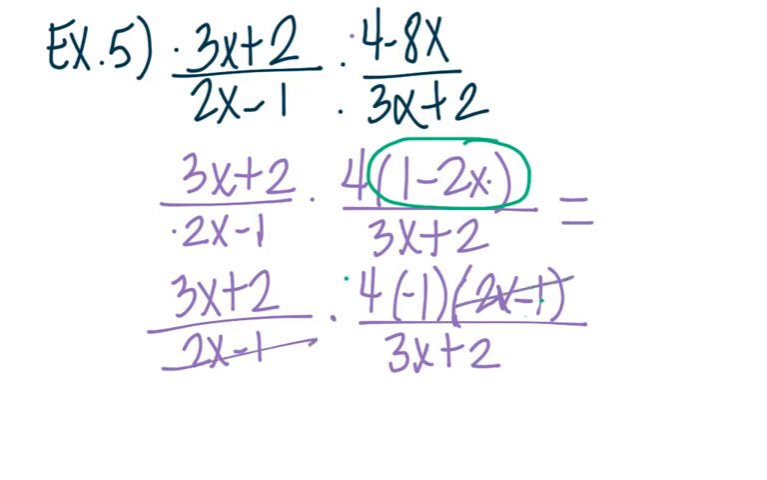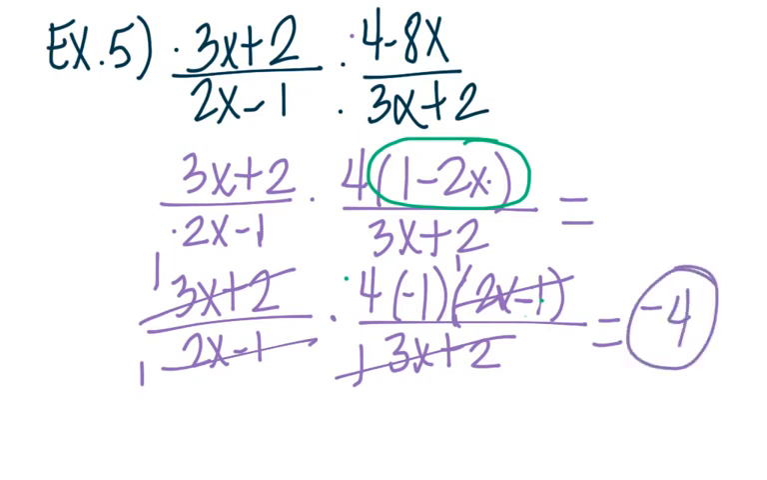And then we already talked about previously, we can cancel out 3x plus 2. That gives us 1 here. That gives us 1 here. So really our answer, all we're left with, is 4 times negative 1, which is negative 4 over 1. So negative 4 is your answer.